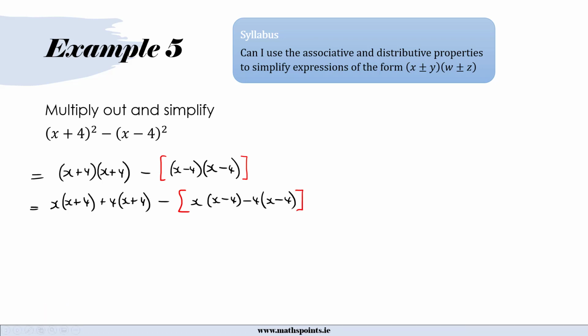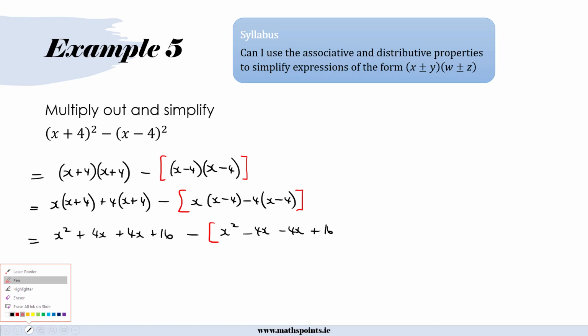So again, we'll see why this is important in a second. So multiplying all this out, we have x by x is x squared, plus 4x, plus 4x, plus 16, minus, and the red bracket. So x by x is x squared, x by minus 4 is minus 4x, minus 4 by x is minus 4x, and then minus 4 by minus 4 is plus 16. And we'll just close the bracket there, just to see what effect this red bracket has.